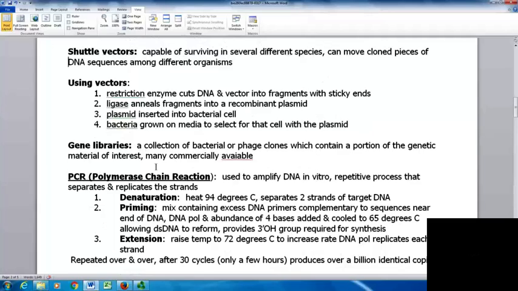Gene libraries are collections of bacterial or phage clones. These will contain a portion of the genetic material of interest. A lot of these are actually commercially available now.